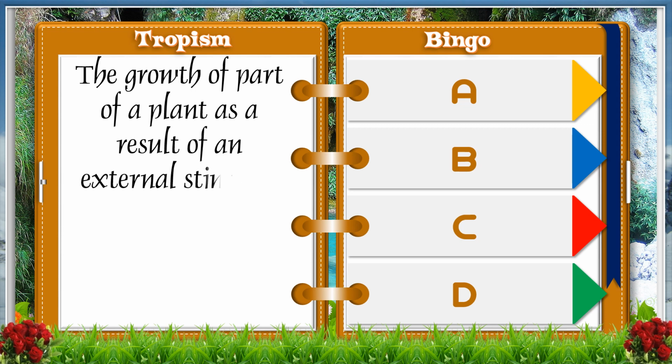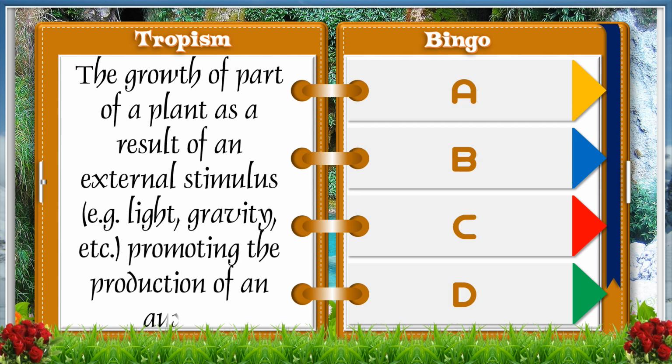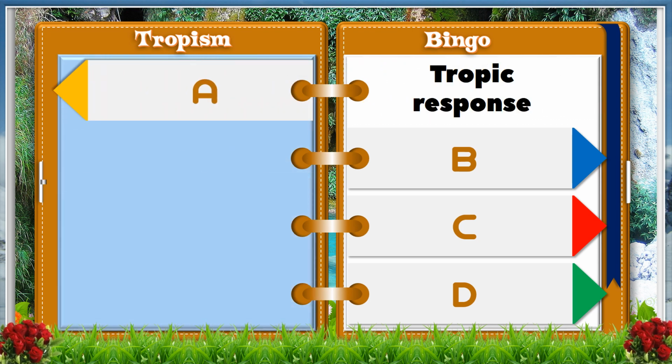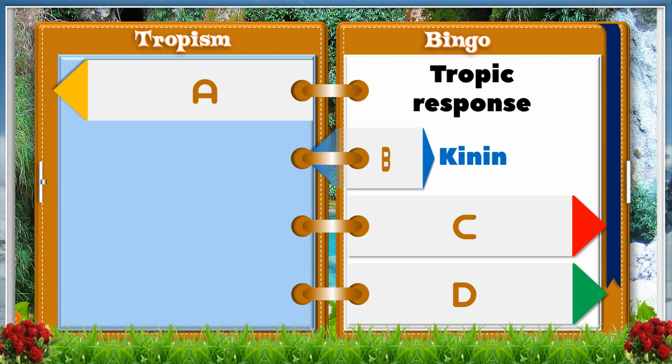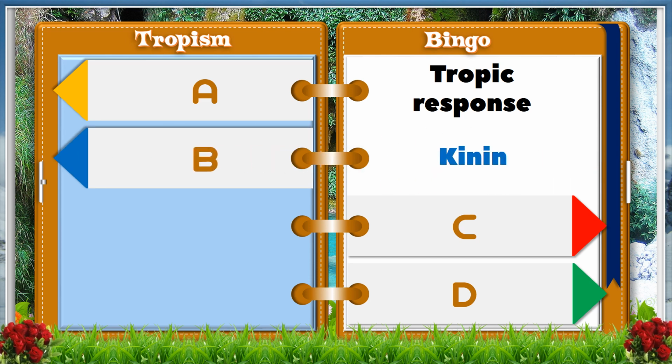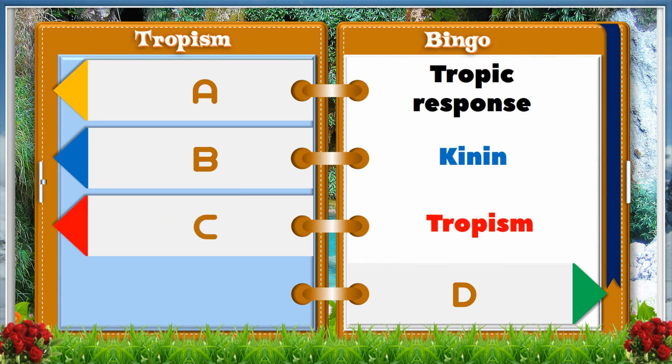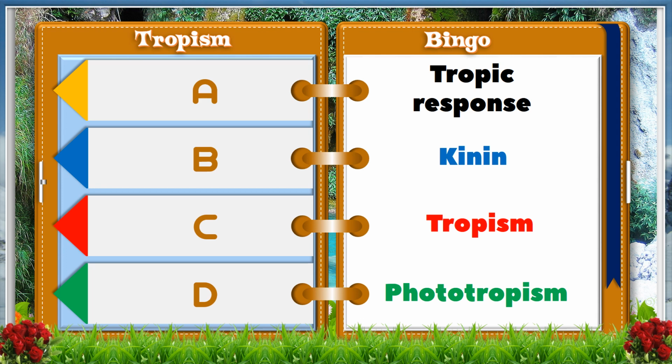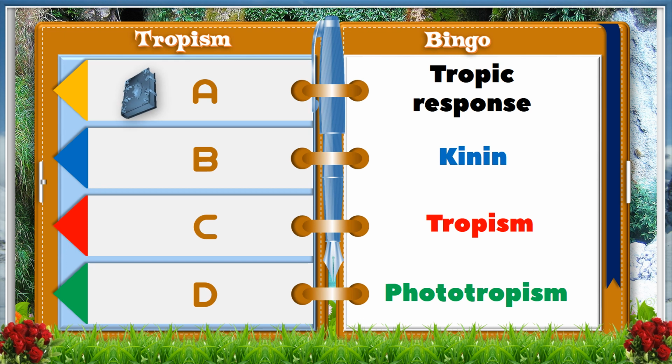The growth of part of a plant as a result of an external stimulus, for example, light, gravity, etc., promoting the production of auxin. A. Tropic response. B. Kinin. C. Tropism. D. Phototropism. And the answer is A. Tropic response.